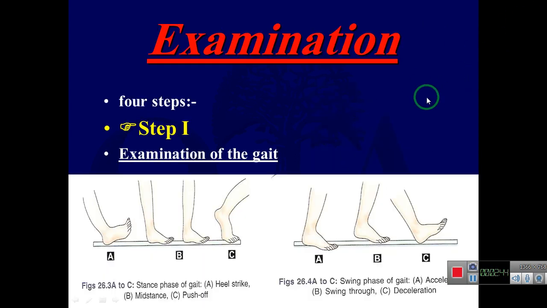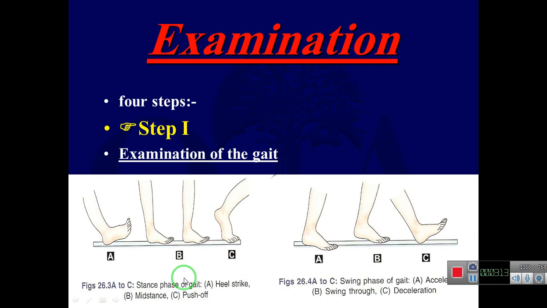Regarding the examination in orthopedics, we have four steps. Step number 1 is examination of the gait. It is a term used to describe the style of walking. This depends not only on muscle and joint but upon an intact central nervous system and normal labyrinthine function. Walking is divided into 2 stages, stance phase and swinging phase.